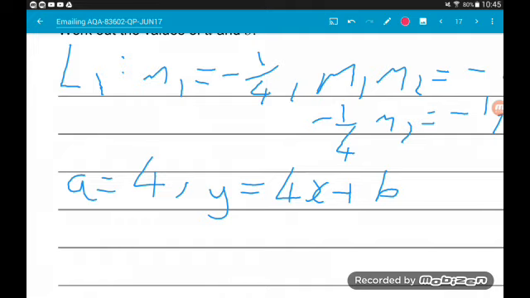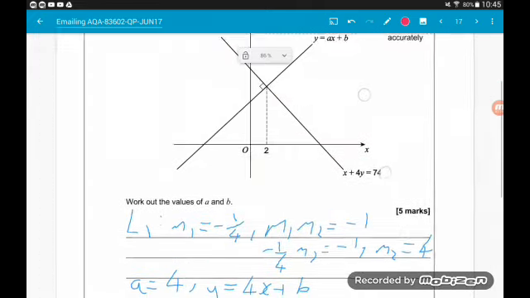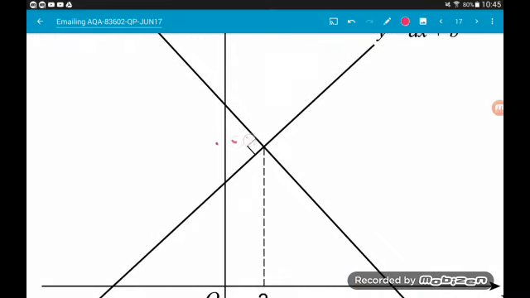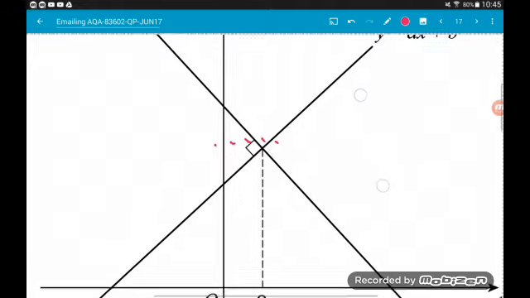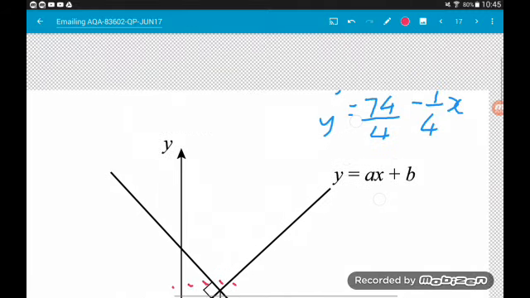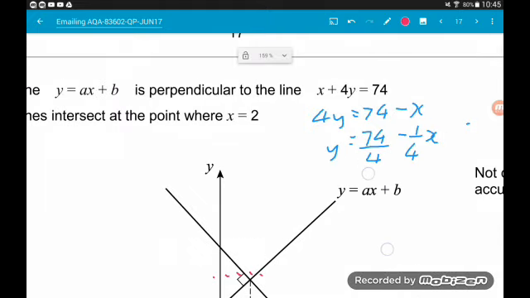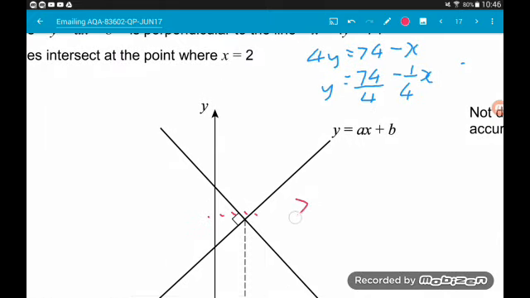Now then, we are told that these two lines intersect at the point where x is equal to 2. So this point here. So what we can do from that bit of information is work out the y coordinate. Then when we do that, we can work out b. Lovely. So we're going to substitute x equals 2 into x plus 4y equals 74. So if we do that, we get 2 plus 4y is equal to 74.